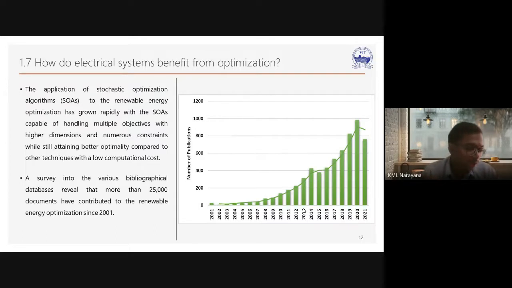If you see, the graph shows the growth in the application of stochastic optimization algorithms over the last decades, from 2001 to 2021. There are 25,000 documents that have been contributed to renewable energy optimization. This particular slide shows the role of optimization that people have applied to various electrical systems. Around 25,000 documents have been authored and published by various researchers.